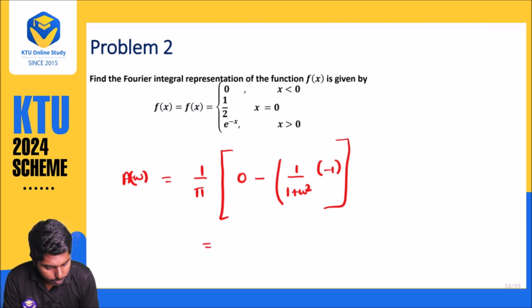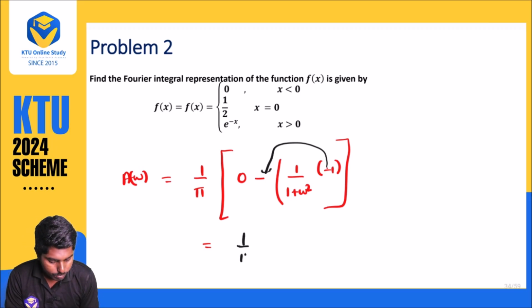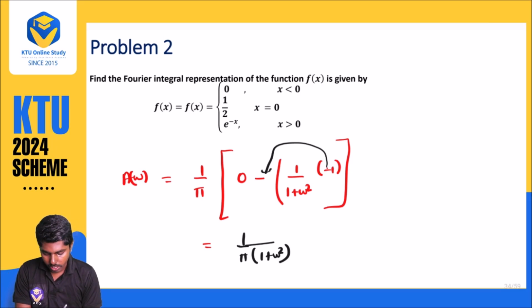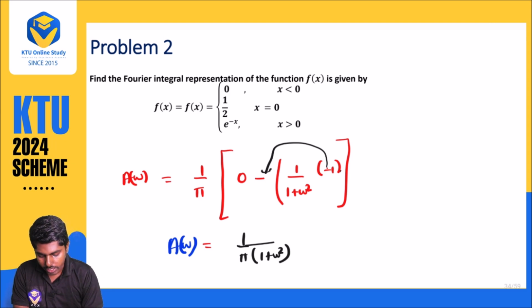So we will be multiplying minus into minus, it will become plus. So 1 by pi into 1 plus omega square, this is our required answer. Okay, this is our a omega. Now we want to identify the b omega.